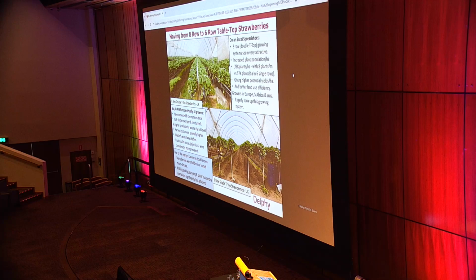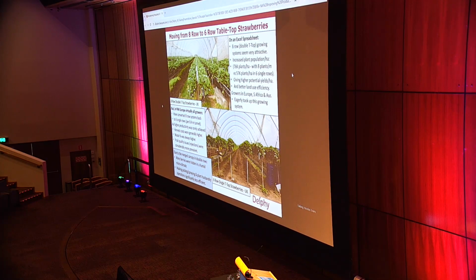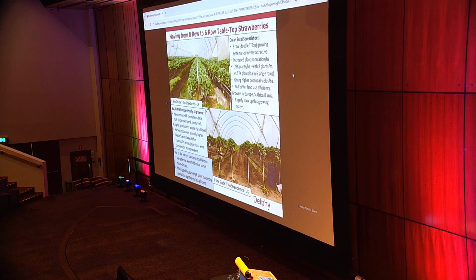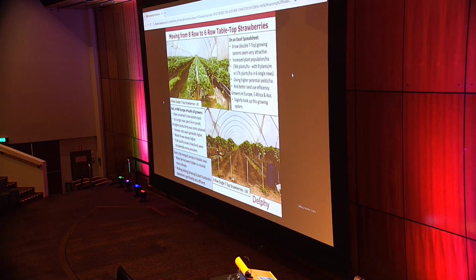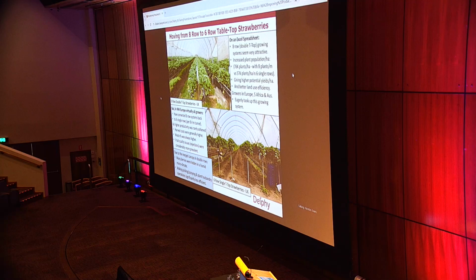You have an increased plant population per hectare, 76,000 plants per hectare at 8 plants per meter, versus 57,000 plants per hectare in single rows at 8 per meter. So this gives a potentially higher yield per hectare, better land use efficiency. And that was the situation with growers in Europe, South Africa, Australia, around the world. And this system was taken up widely.